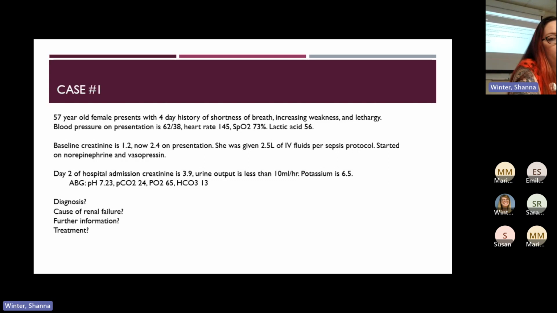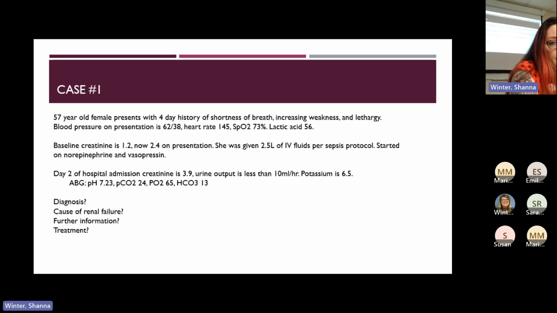So we have a 57-year-old female who presents with a 4-day history of shortness of breath, increasing weakness, and lethargy. Blood pressure on presentation is 62/38, heart rate 145, SpO2 73%, and her lactic is 56. Creatinine at baseline is 1.2. It's now 2.4 on presentation to the ER. She was given 2.5 liters of fluid per sepsis protocol, started on norepinephrine and vasopressin. On day 2 of hospitalization, creatinine is 3.9.